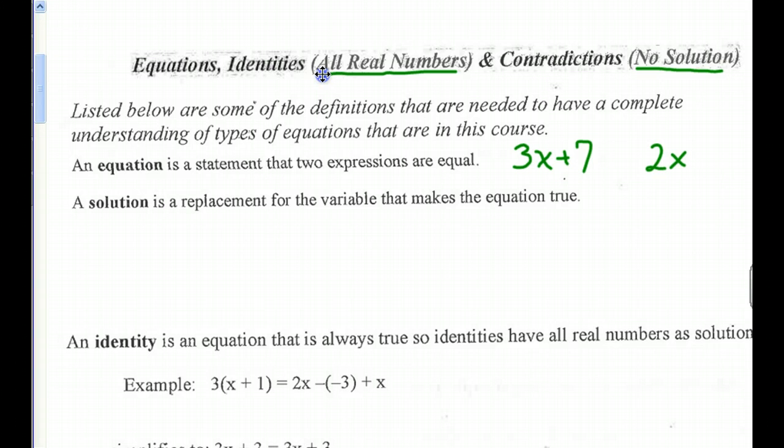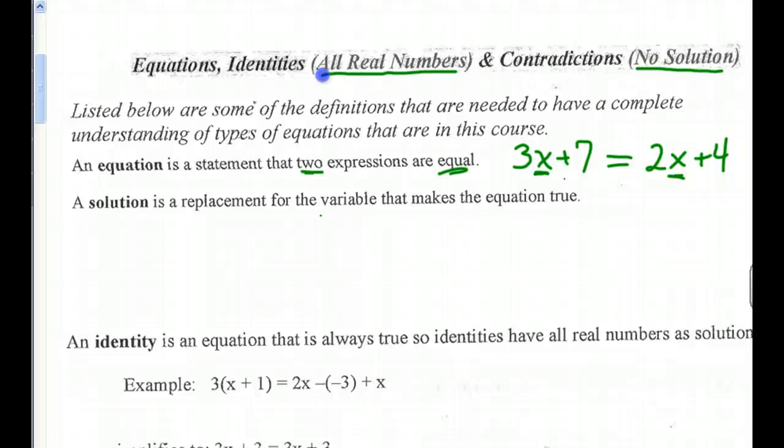So that's 3x plus 7. This is 2x plus 4. And basically, an equation is saying that these two expressions are equal. So you just put an equal sign in between them, and we have an equation. Now, this is an equation with variables on both sides of the equal sign. A solution is a replacement for that variable that makes the equation true. So basically, what number can we put in for x to make this equation true? Well, that's basically solving the equation.